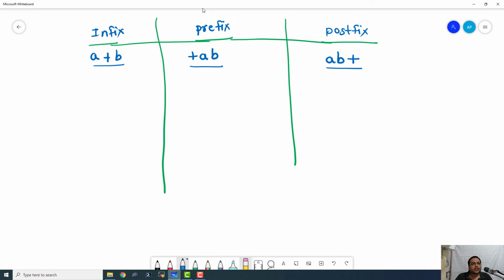Now things get a little bit complicated when we have multiple operators. So let me show you an example with multiple operators. We can say A plus B multiplied by C. So now let us evaluate the prefix expression for this, and the prefix can be computed very easily. Now the prefix has to be computed based on the precedence of the operators. Here we know that the multiplication sign has greater precedence than the plus sign.